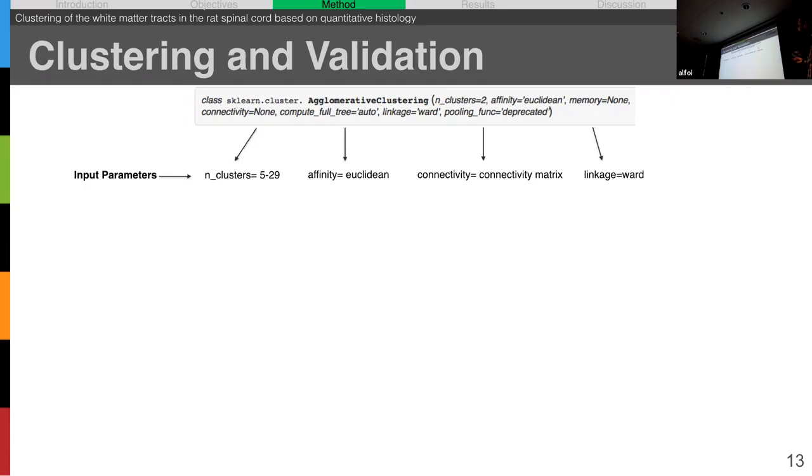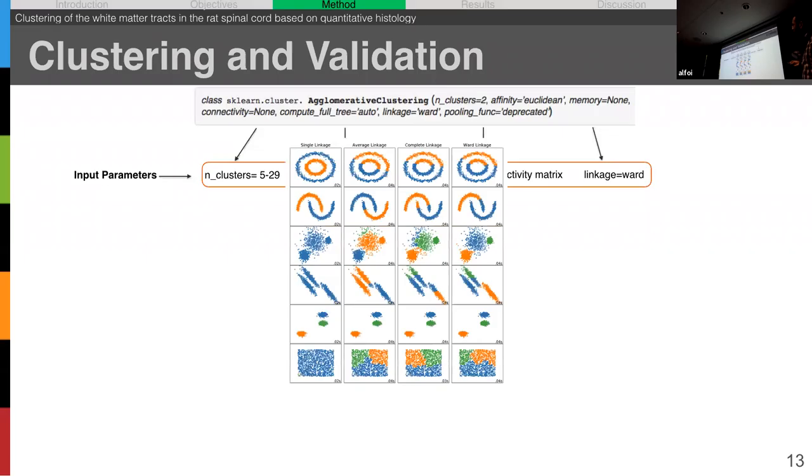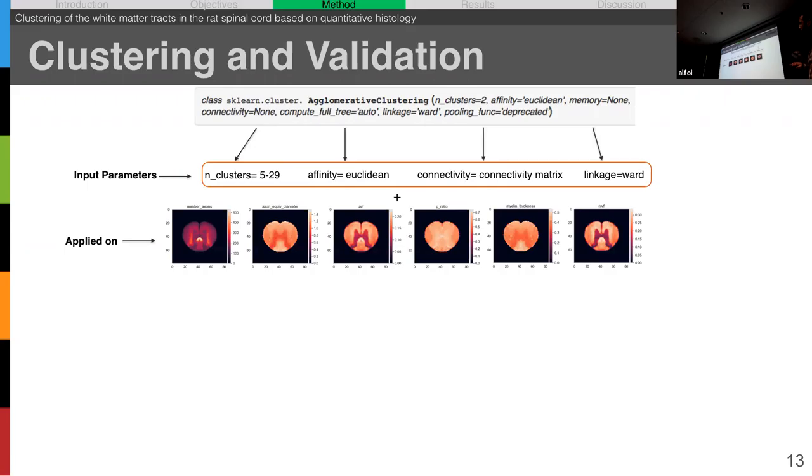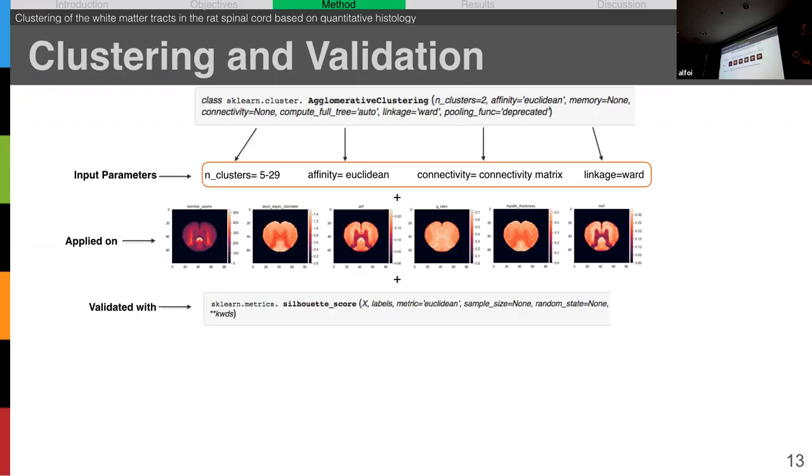And then the linkage we use is Ward. Linkage basically measures how the clusters are going to be merged. Ward linkage just minimizes the variance between clusters. There are a few different types of linkages that we could use. I tested all of them to see which one would give the best results. Ward gave clearly the best results, so it was the easiest to use and implement. So then once we had that, we applied this onto our input data, our six metric maps.